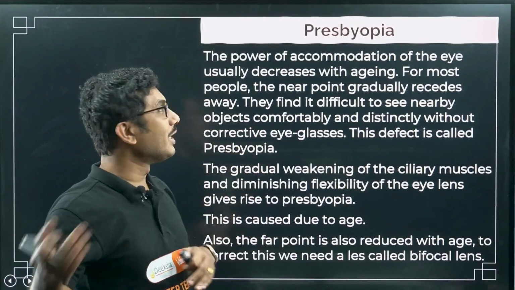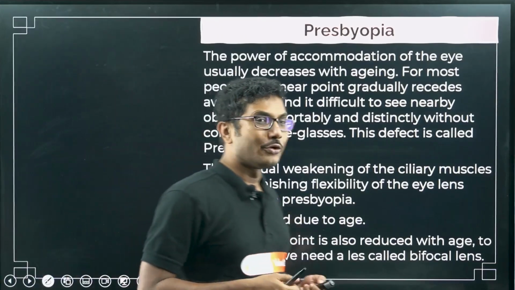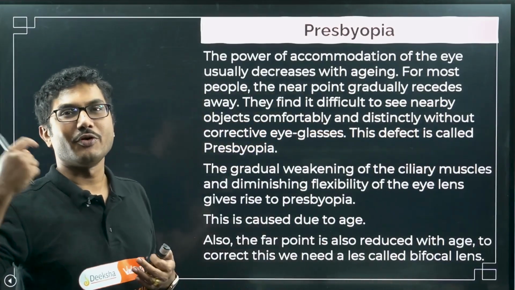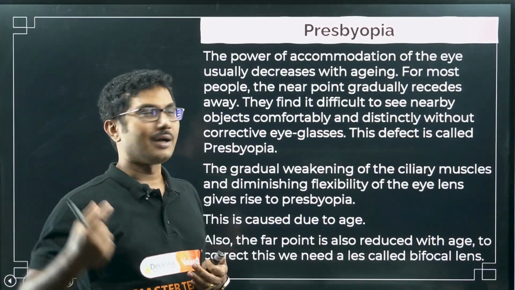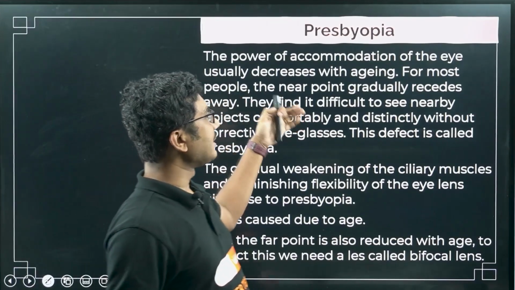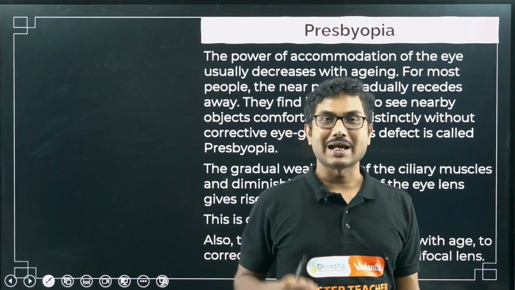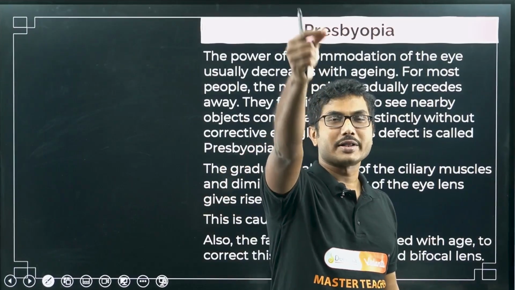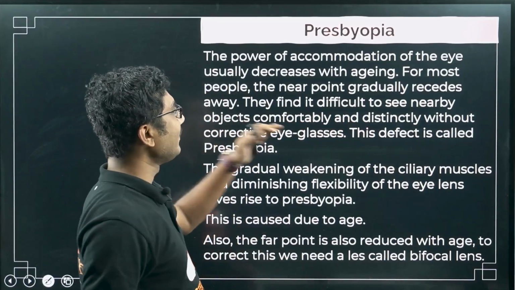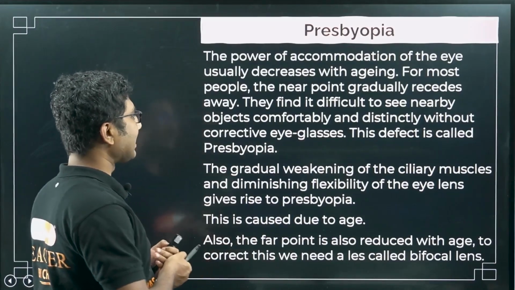As you grow older, your eye loses its natural accommodating power, because our muscles become weak. Similarly, our ciliary muscles, which are responsible for the adjustment of our eye power, also become weak. For most people, the near point gradually recedes away. As we discussed in hypermetropia, the same thing happens. The near point slowly goes farther and farther, so they cannot see objects close to their eye. They find it difficult to see nearby objects comfortably and distinctly without corrective eyeglasses.